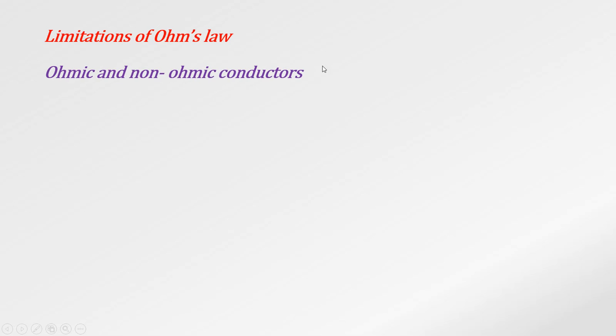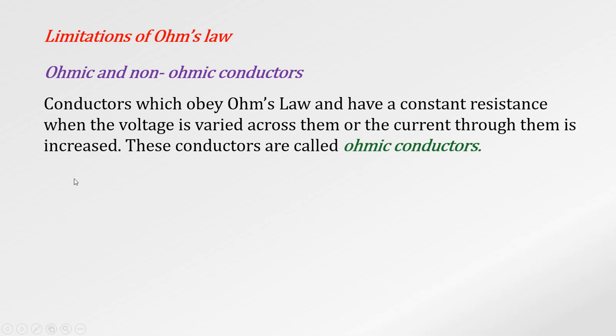Ohmic and non-ohmic conductors. Now there are conductors that obey Ohm's law and there are conductors that do not obey Ohm's law. Conductors which obey Ohm's law and have constant resistance when the voltage is varied across them or the current through them is increased are called ohmic conductors. Basically, these conductors which abide by I being directly proportional to V are called ohmic conductors.